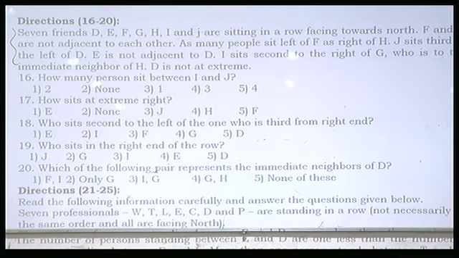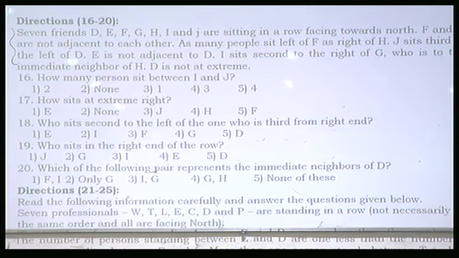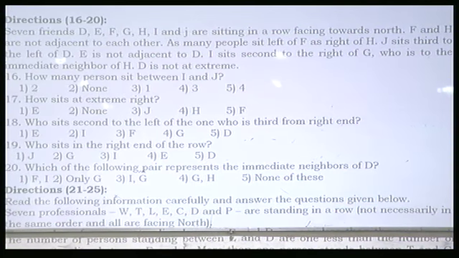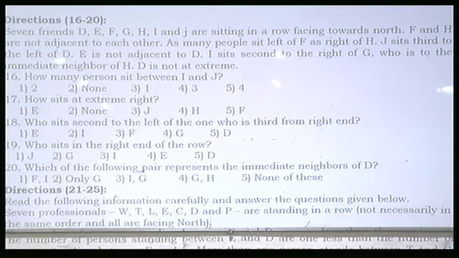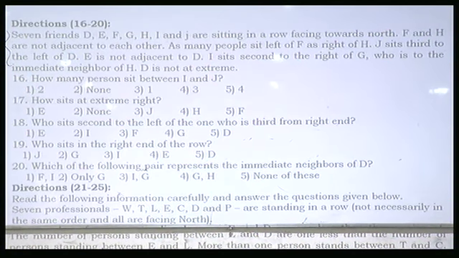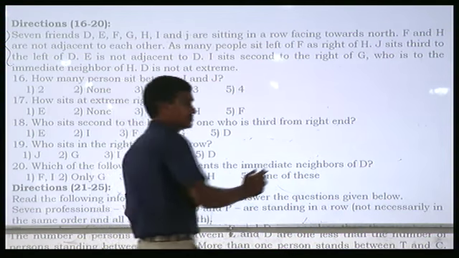Okay, 7 friends D, E, F, G, H, I and J are sitting in a row facing towards north. F and H are not adjacent to each other. As many persons sit to the left of F as to the right of H. What do you mean by this one?